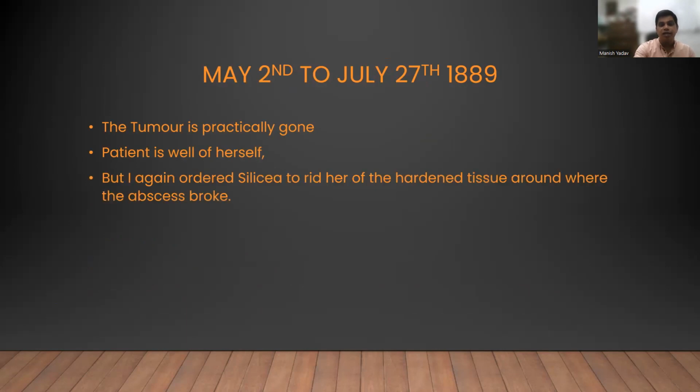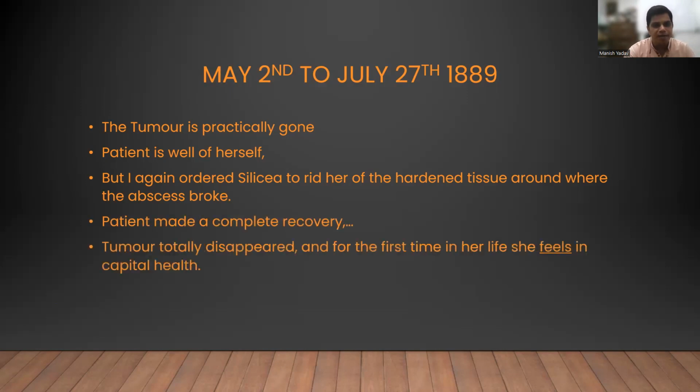But I again ordered Silica to get rid of hardened tissue. There is tissue which has got fibrosed around where the abscess broke. Hardened tissue, there's one more remedy which comes to my mind, Thiosinaminum, Graphites. These are a few remedies, Hecla lava, Cicatrix traces. We can use them afterwards in conditions of fibrosed tissues. So yes, Silica worked here. So why go to another remedy? He started with Silica and the patient made a complete recovery.